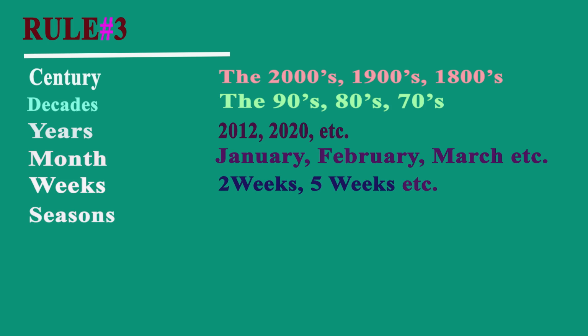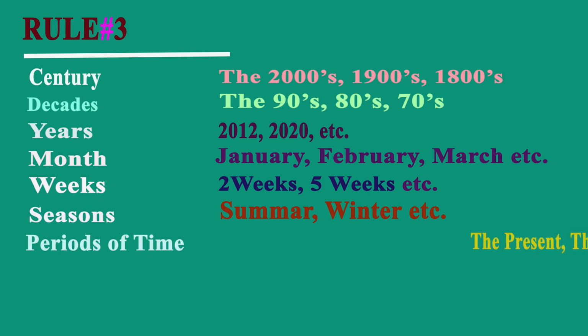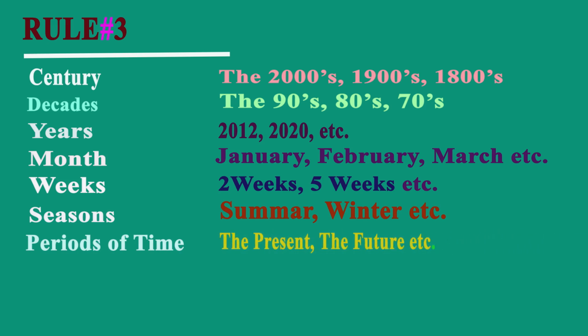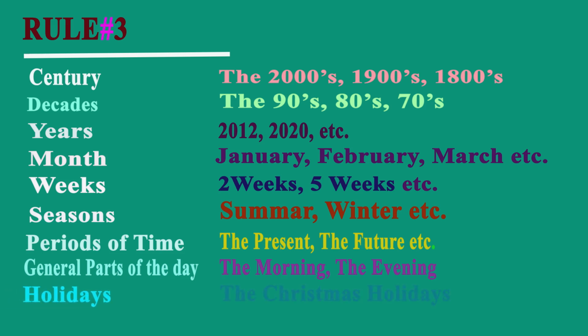When we talk about seasons, summer, winter, rainy season, we use the preposition in. Periods of time like the future, the present, the past, in all these cases we use the preposition in. General parts of the day, the morning, the evening, the afternoon, we use in. And holidays, like the Christmas holidays, Eid holidays, the Easter holidays, in all these cases we use the preposition in.